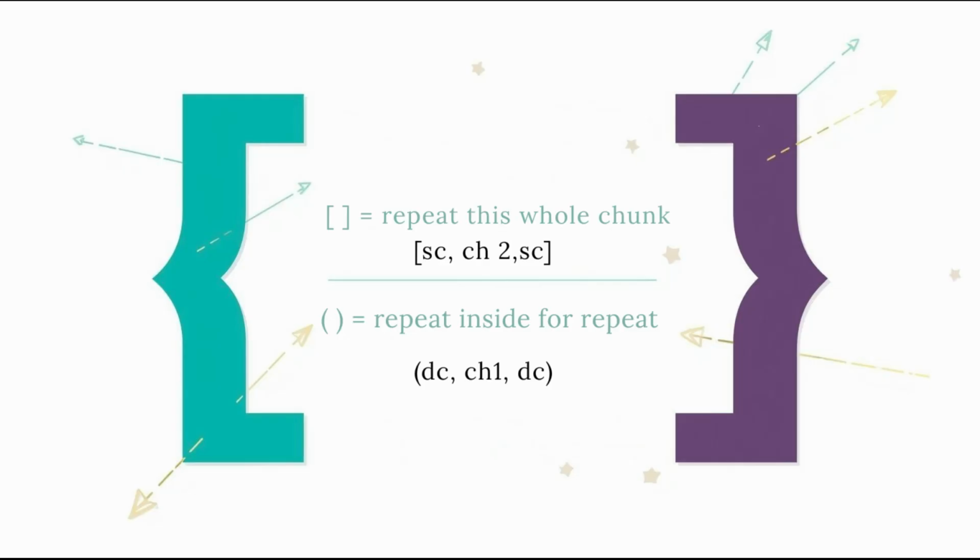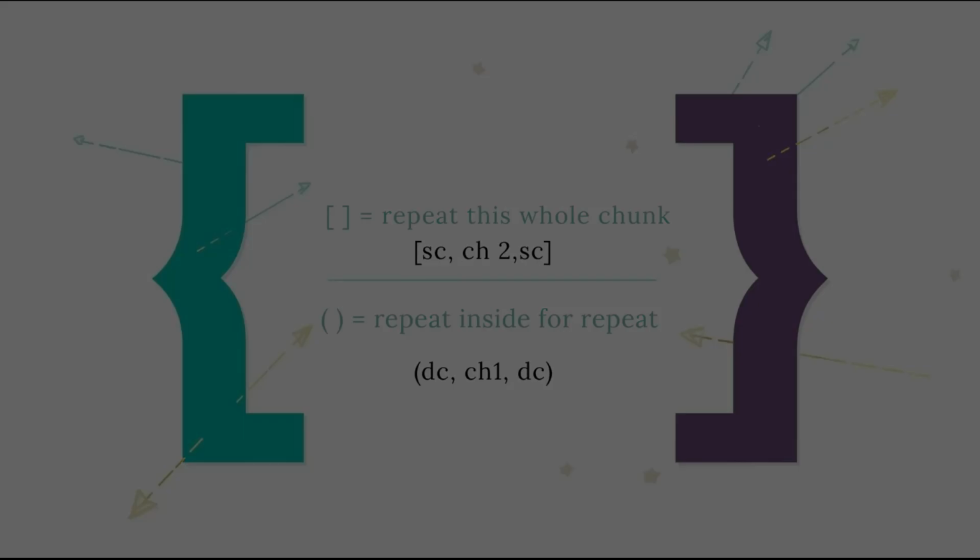Parentheses. They're the cousins to the brackets. Same vibe, slightly different flavor. They usually group stitches that form one unit, like a shell or cluster. So for example, parentheses, DC, comma, chain 1, comma, DC, parentheses. This is one sequence, not two, not optional, one.